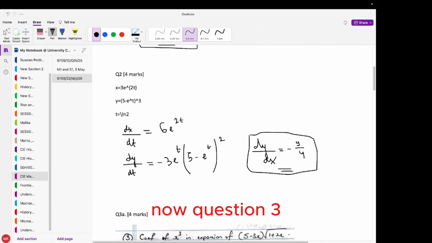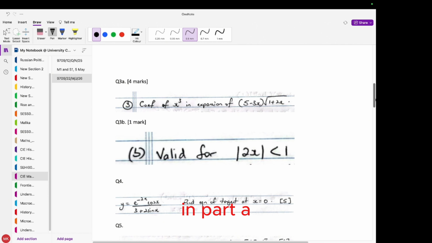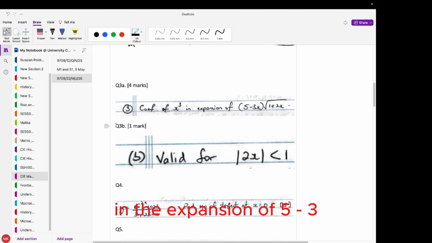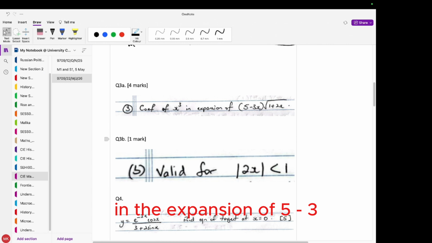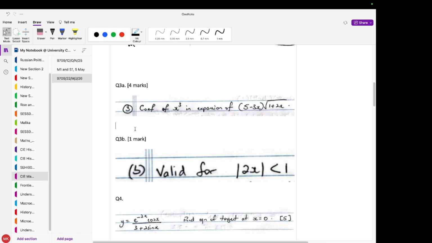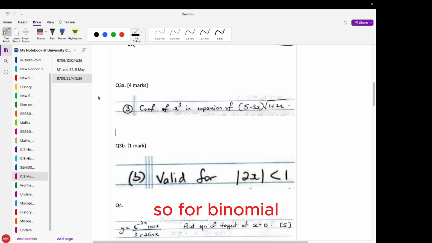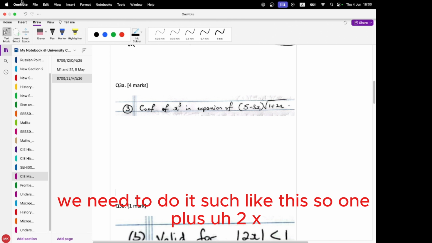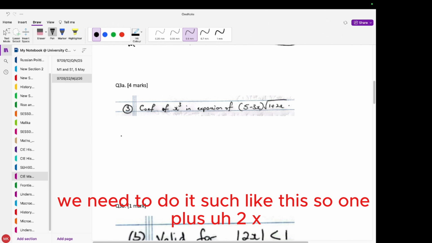Now, question 3. In part A, we need to find the coefficient of x to the power of 3 in the expansion of 5 minus 3x multiplied by the square root of 1 plus 2x. So for binomial, we need to do it like this.